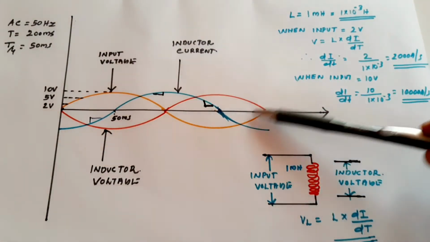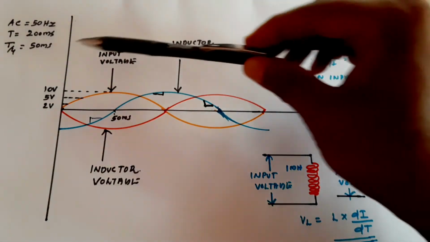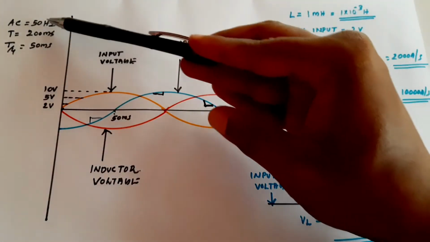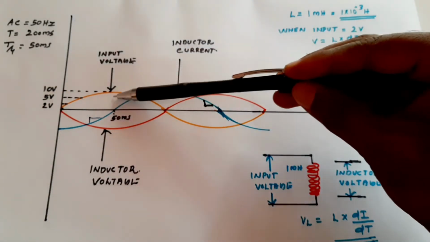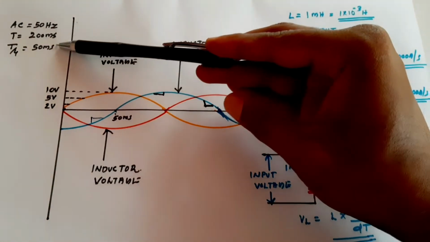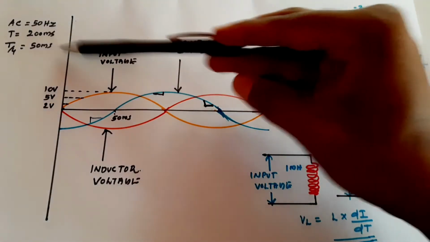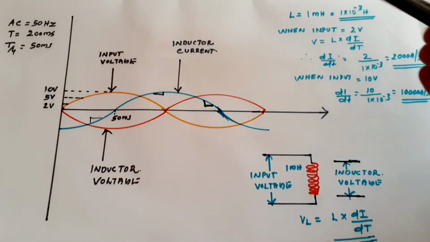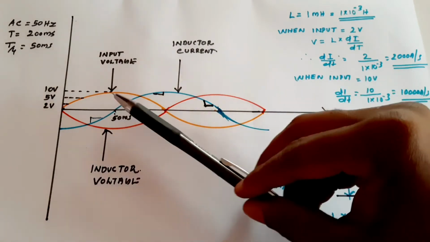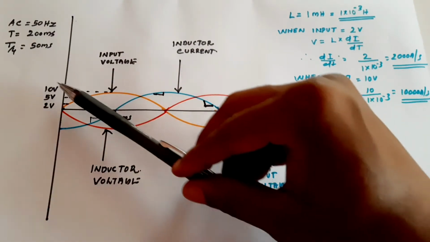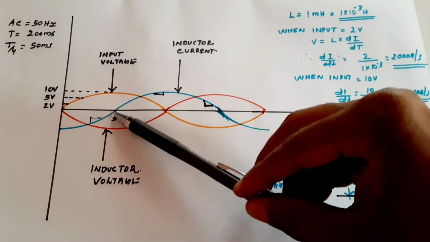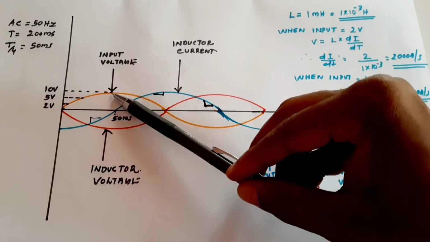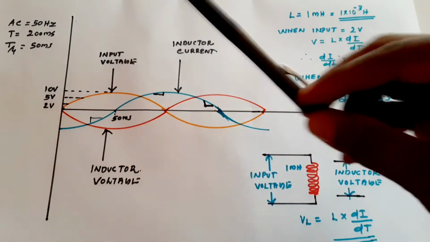This is a sinusoidal voltage of 50 Hertz. So 50 Hertz means the time period will be 1 by 50, which is 200 millisecond. The maximum peak, the one-fourth point, will be at 50 millisecond. If we say the maximum input voltage is 10 volt, that means at 50 millisecond the input voltage reaches 10 volt.